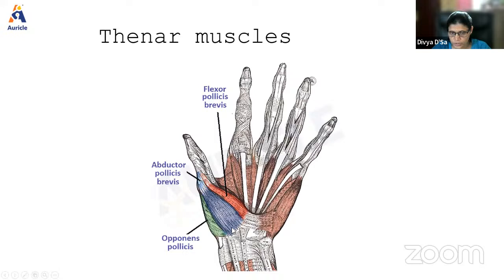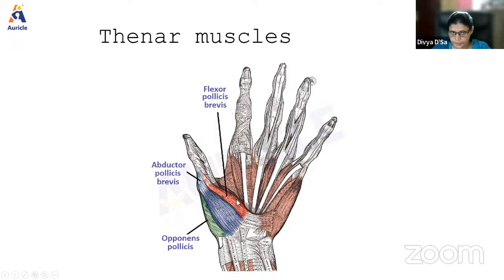Abductor pollicis brevis has the origin from the tubercle of the scaphoid and the crest of the trapezium, as well as from the flexor retinaculum. It gets inserted on the lateral side of the base of the proximal phalanx of the thumb. So it brings about abduction.